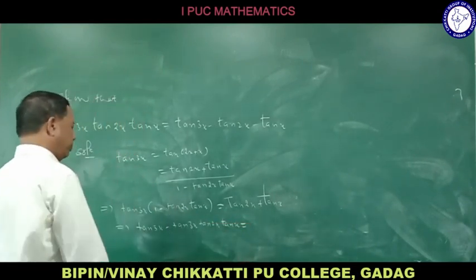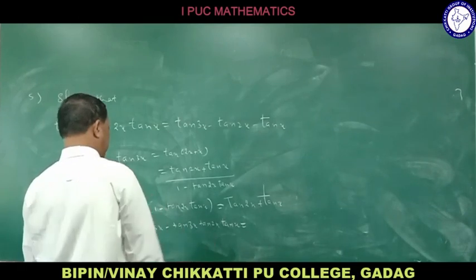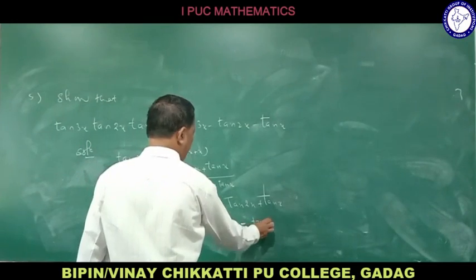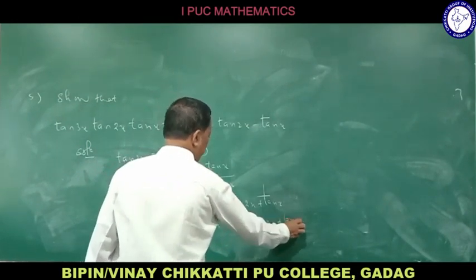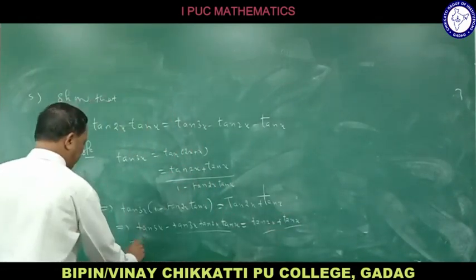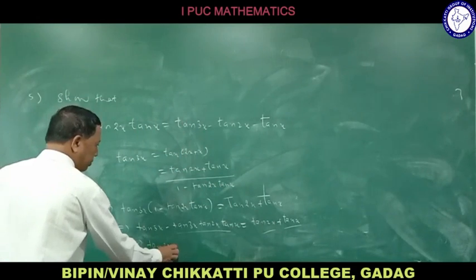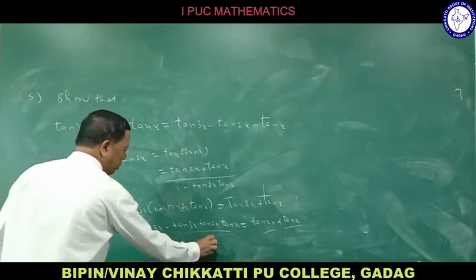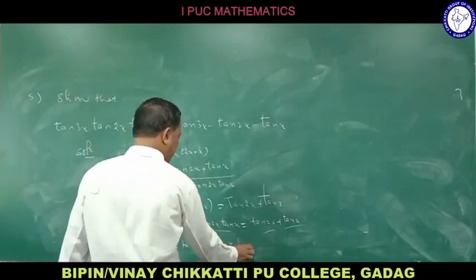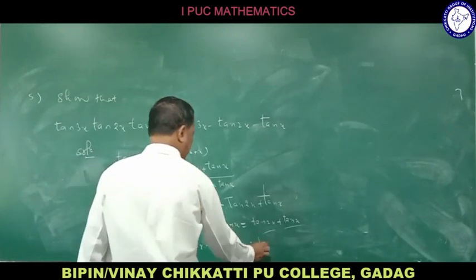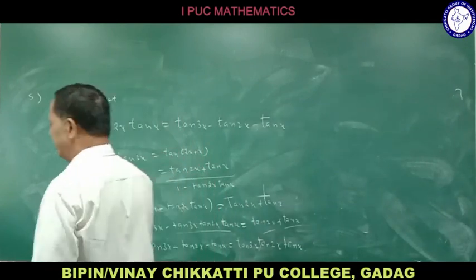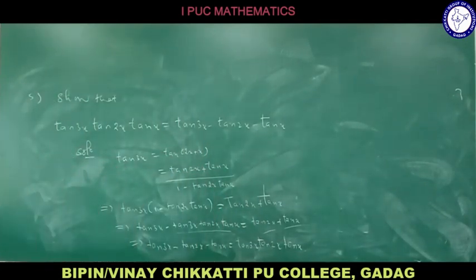This is equal to tan 2x plus tan x. What I do: this and this I bring, and you take it to that side. What comes, you see? Tan 3x minus tan 2x minus tan x. So you take it to that side: that is tan 3x tan 2x tan x. This is the wonder result that you have got here.